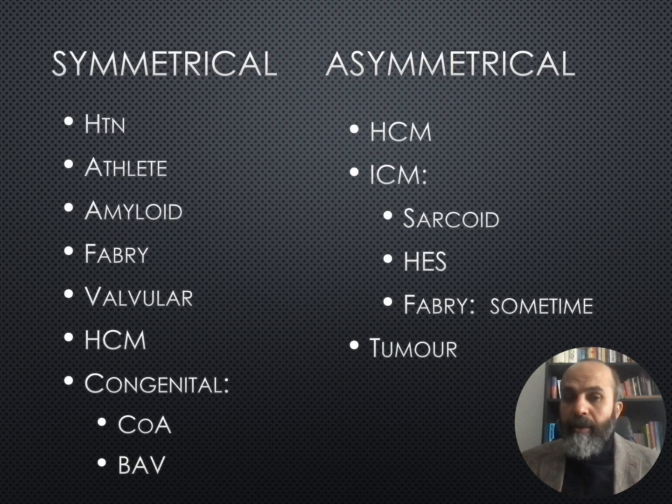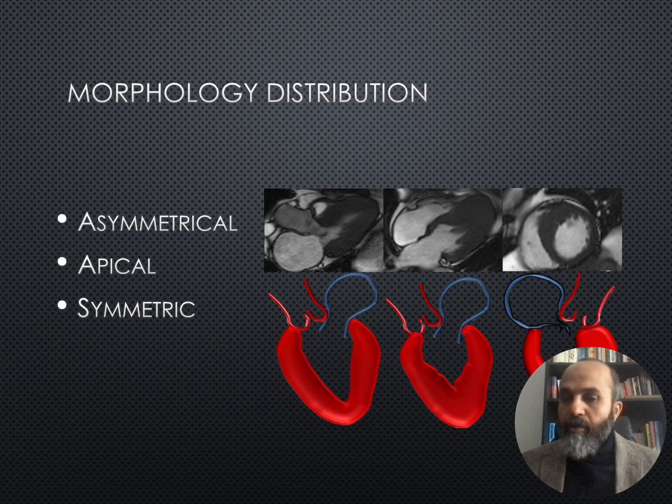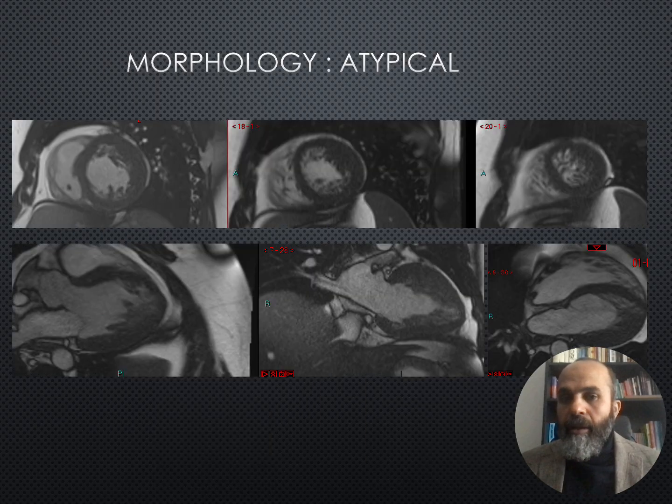And accordingly, for example, let's start with the asymmetrical HCM. Of course, if I know it's an HCM, then I might add LVOT in order to diagnose obstructive types of HCM, and I will understand what is expected: the typical form, which is the anteroseptal, or the apical, the less frequent, or the rare forms that might confuse me with other types of cardiomyopathies.